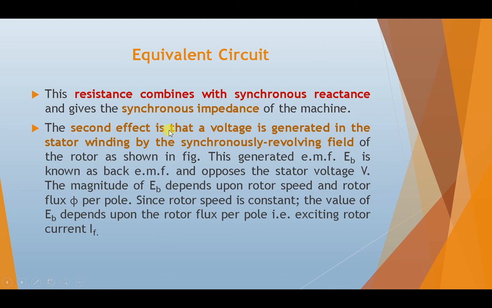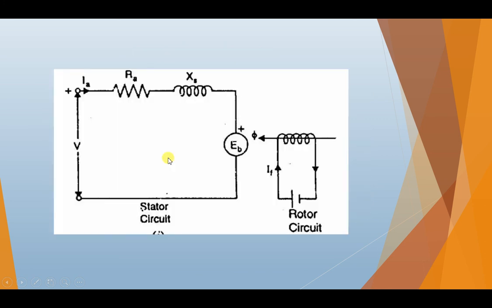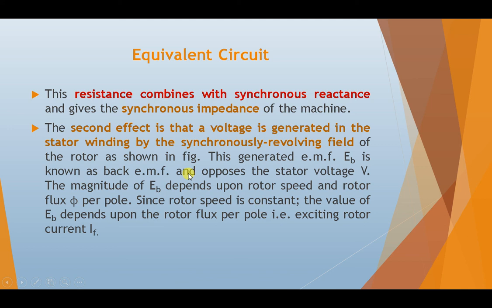The second effect is that a voltage is generated in the stator winding by the synchronously revolving field of the rotor, as shown in the figure. This is the synchronous impedance XS and RA, and this is the induced voltage, which we call back EMF. So this is the equivalent stator current, the supply voltage, the impedance, and the back EMF, and this is the rotor. Both of them collectively we call the equivalent circuit, having stator circuit and rotor circuit.